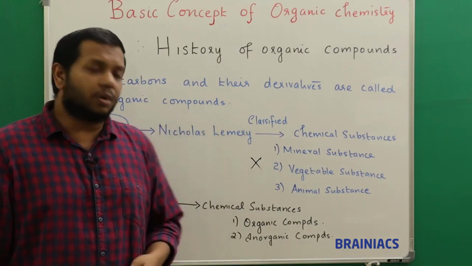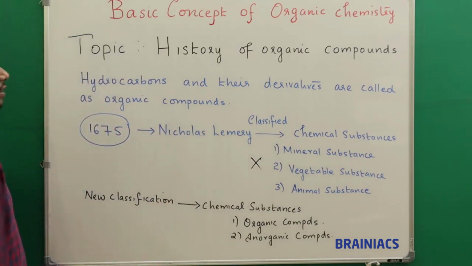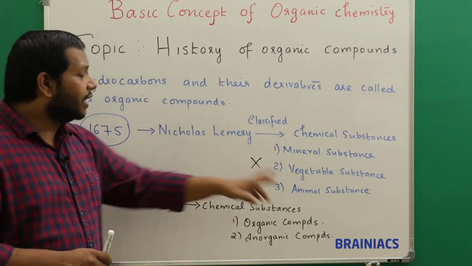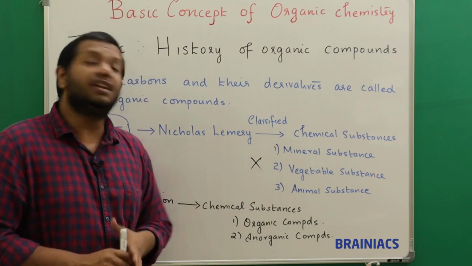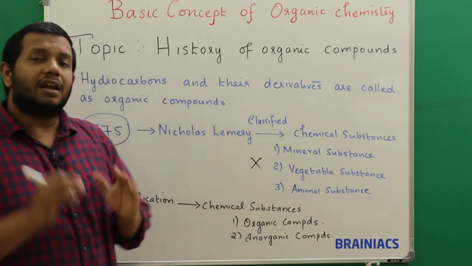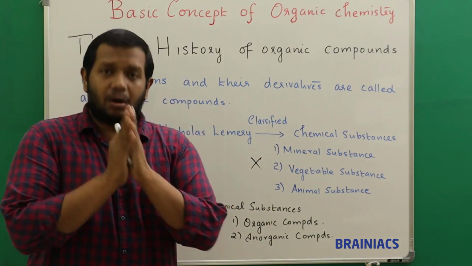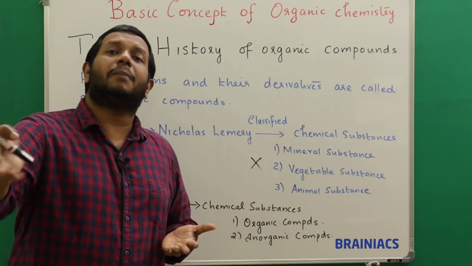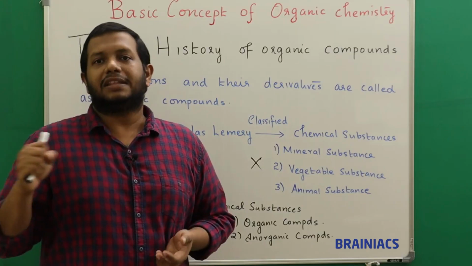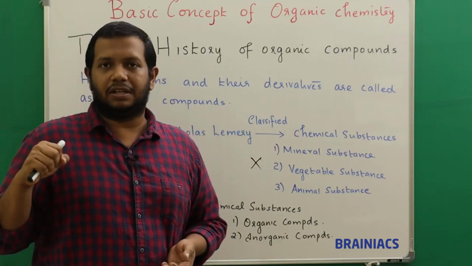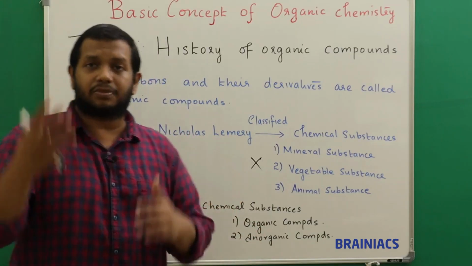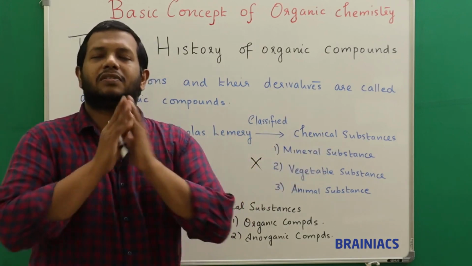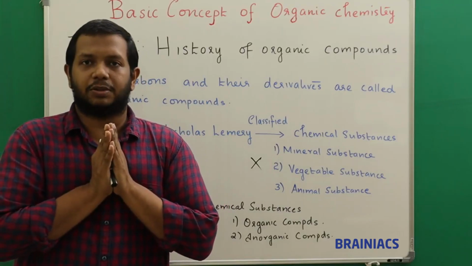So they went into a new classification. In the new classification, chemical substances are classified mainly into 2. One was organic compounds and the other was inorganic compounds. Here their understanding was that they defined organic compounds as those compounds which were obtained from living origin, that means from living beings basically. And inorganic compounds are substances which are obtained from non-living substances. Okay, this was the criterion they followed.